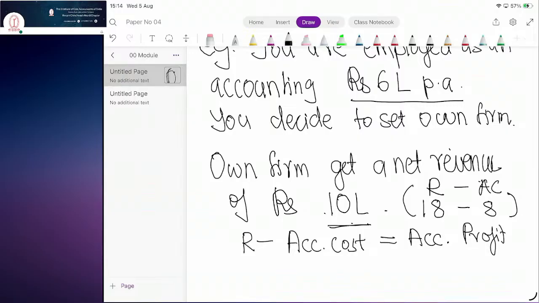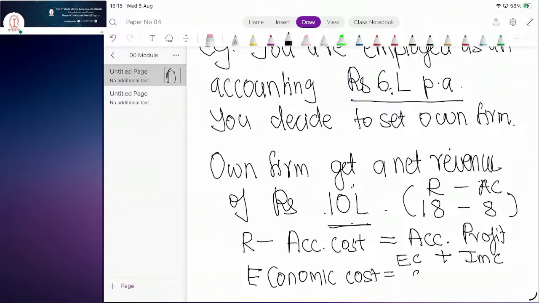Okay, because you are now earning this 10 lakh profit, you have actually given up 6 lakh rupees that you could have earned as a salary income. Okay, you could have earned 6 lakh rupees as salary income that now you're giving up. So your economic cost is explicit cost plus implicit cost. Okay, explicit cost कितनी है?